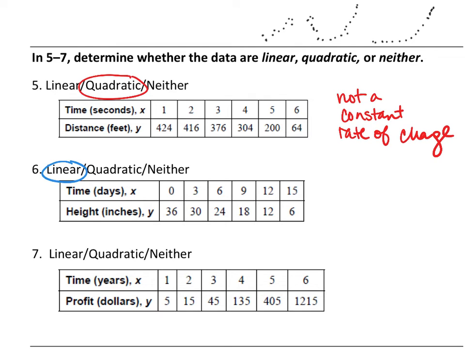Now, linear equations have a constant rate of change. That's why they're called linear, because they go in a line. They're changing the same. The first differences between all those y values is all the same. It's going up or down by the same number.